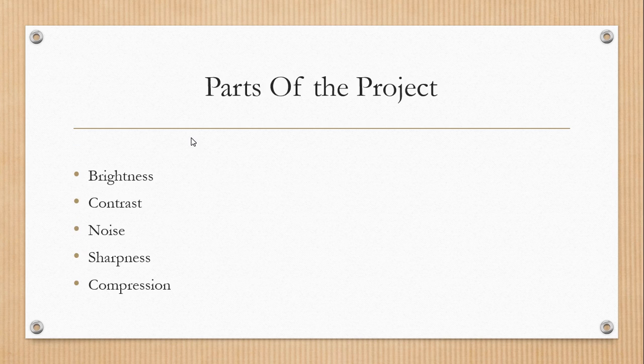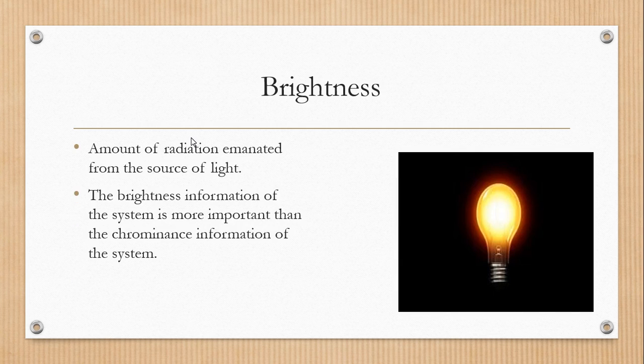So the parts of our project are to individually deal with all these four parameters and then combine it into a single project and then use compression techniques to save the file. So let me start with brightness, which is the first parameter. Brightness can be defined as the amount of irradiation from a source of light. The brightness information is actually mathematically related as luminance.